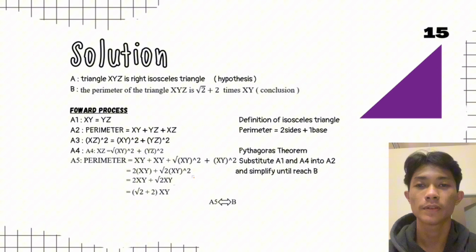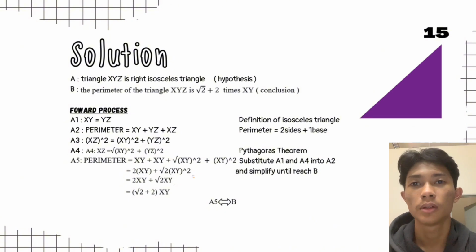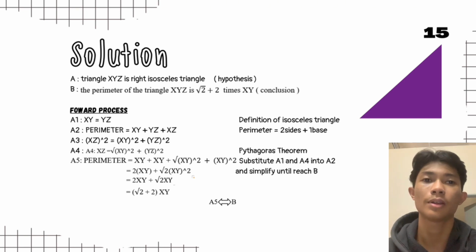For A5, the perimeter equals XY plus square root of XY squared plus XY squared. This is substituting A1 and A4 into A2 and simplifying until we reach B. So we need to simplify this until we reach B. So we reach B. A5 equals B.